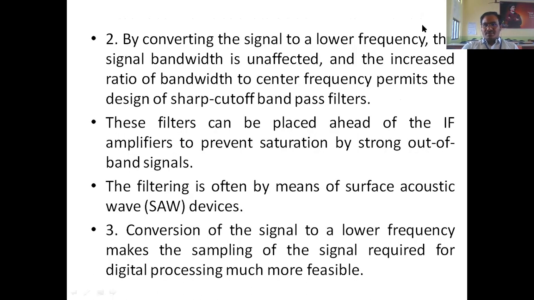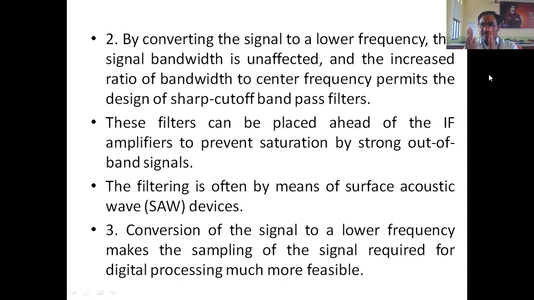Next, by converting the signal to a lower frequency, the signal bandwidth is unaffected, and the increased ratio of the bandwidth to center frequency permits the design of sharp cutoff bandpass filters. So what is happening? We are converting the signal to a lower frequency band. The signal bandwidth will remain the same. Bandwidth means lower cutoff to higher cutoff. The frequency range is changing from higher frequencies to the lower frequencies.